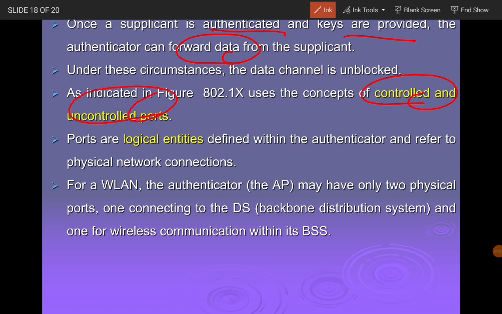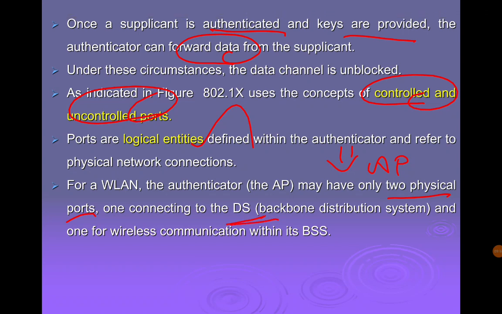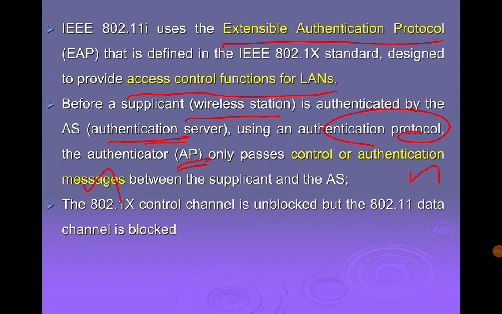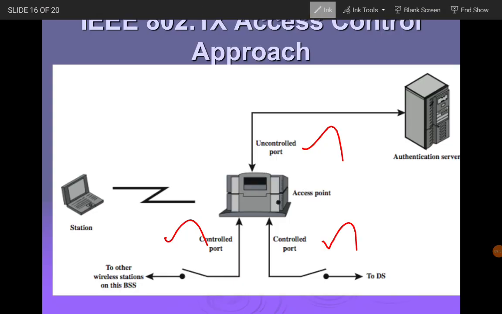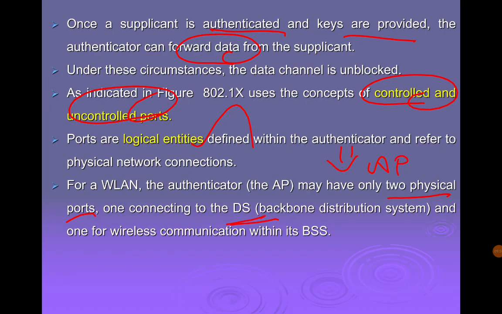We all know ports are nothing but logical entities. They are defined within the authenticator. Here the authenticator is nothing but the access point, and they refer to the physical network connection. In a wireless LAN, the authenticator has two physical ports: one to the distribution system and the other to the wireless communication within the BSS.